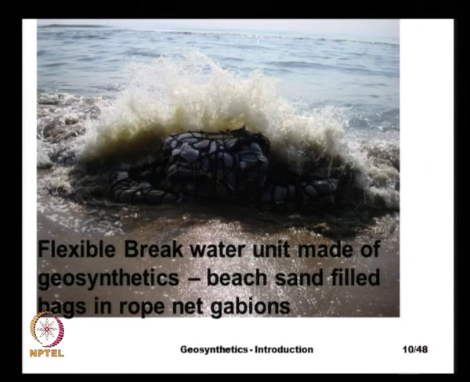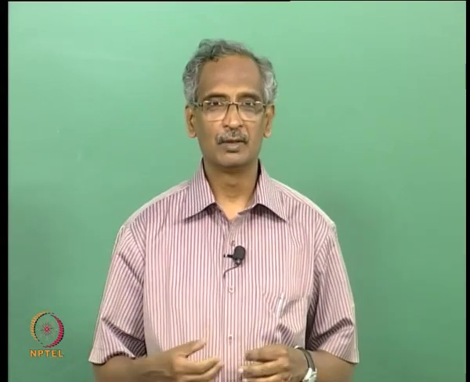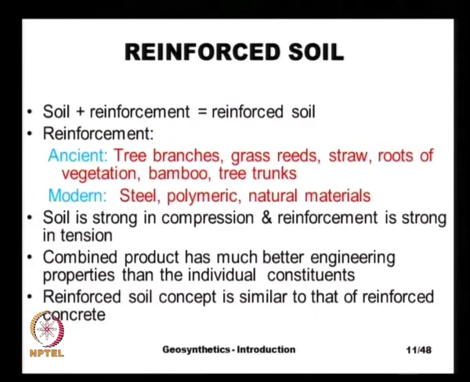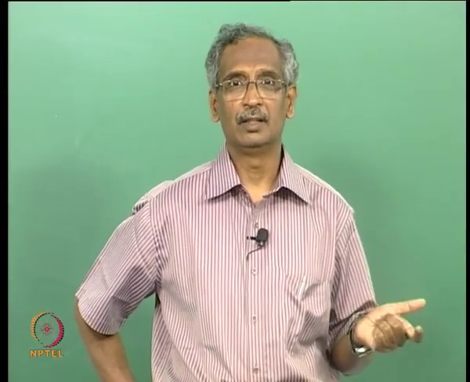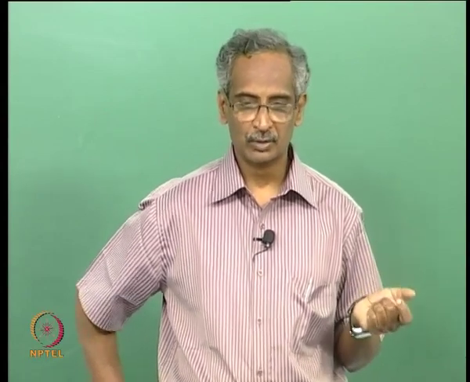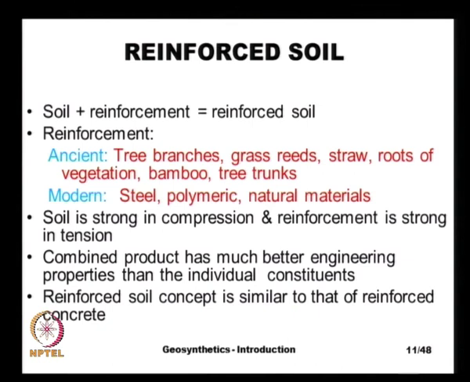So in the previous few slides, I have shown some applications of geosynthetics, and all these could not have been possible just a few years back. And now let's see a bit more detail of the reinforced soil and the geosynthetics. Basically, reinforced soil is nothing but soil plus reinforcement, and we call it reinforced soil. Some of the ancient reinforcement products, ancient meaning some 2 to 3,000 years back, people used reinforcement in the form of tree branches, grass reeds, straw, the roots of vegetation, bamboo, tree trunks, and so on. Even in the ancient past, people built very high towers and very tall structures using soil plus some form of reinforcement.